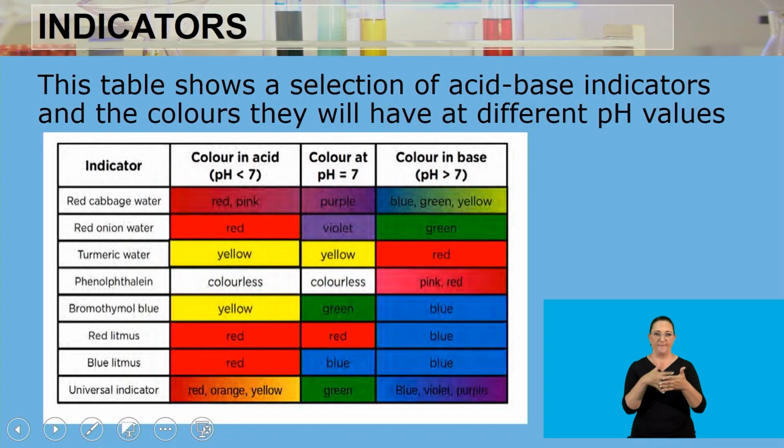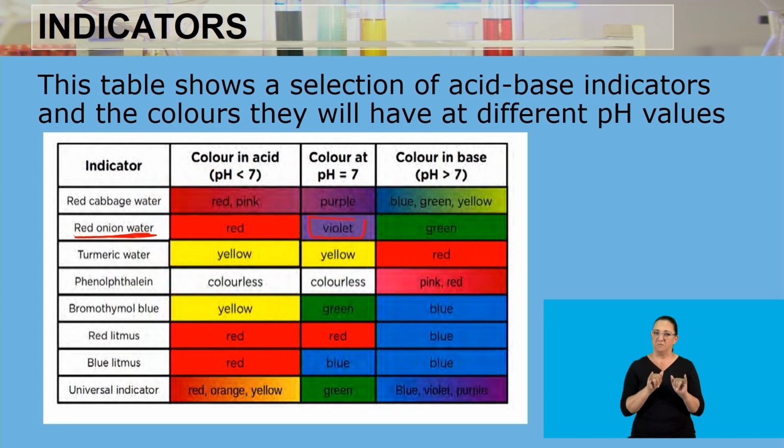Now, this table shows a selection of acid-base indicators and the color they will have at different pH values. As we've said, we can have multiple indicators and they will each change color differently depending on the substance that you are testing, whether it's an acid, neutral, or a base. For instance, we can take the red onion water. The red onion water can be used as an indicator. If a few drops of it are poured into an acid, there's going to be a color change to red. And if the substance is neutral, the color is going to remain violet.